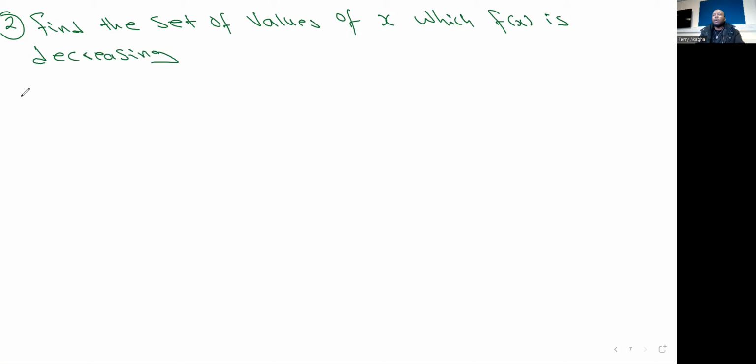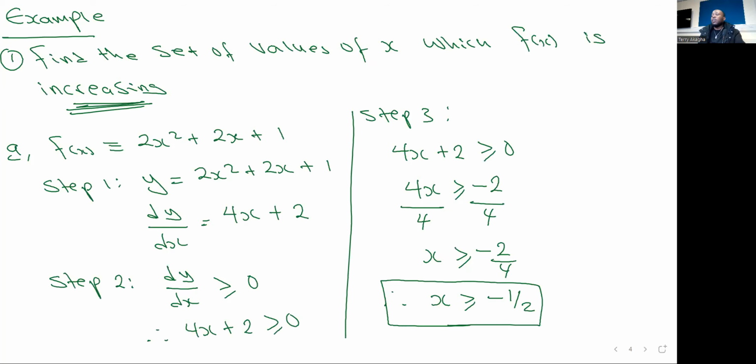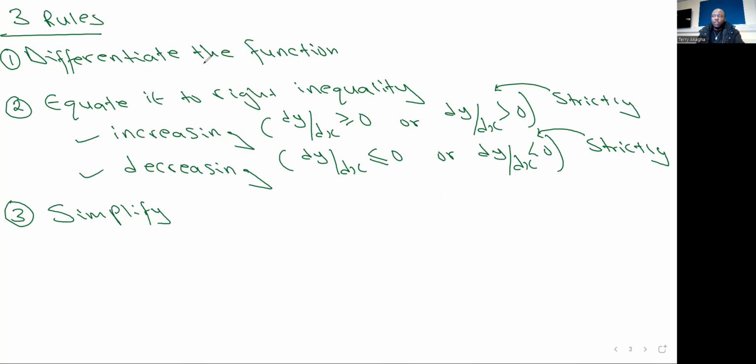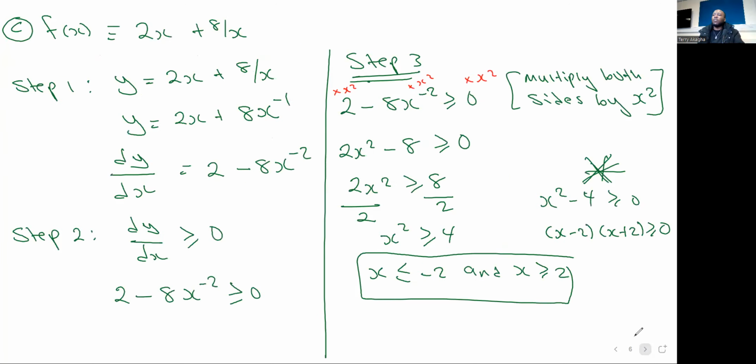All right, so let's pick one. We're told f of x, for instance, let's say it's x cubed plus 2x squared plus 1. We're going to follow the same principle. Step 1, we differentiate the function first. So let's go. Step 1.